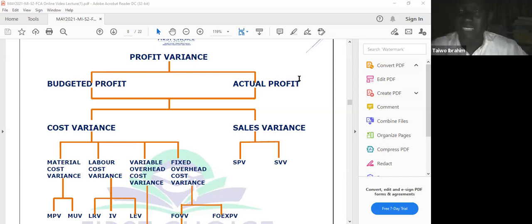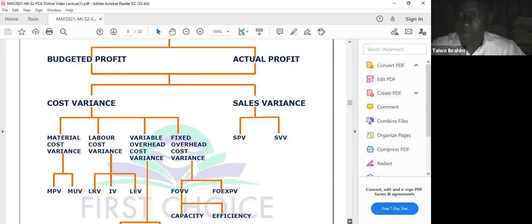Now, can you see that the actual profit can be 12,000, while the budgeted profit was actually 10,000? We now want to see why we are having a difference between the profits we envisaged to make and the profits we actually made. Now, the difference is what we call a profit variance. I hope you're getting me now. In the exam, we want to see the reason for this profit variance between the profits we want to make at the beginning and the profits we actually make after the production and sales. So that difference is what we call the profit variance.